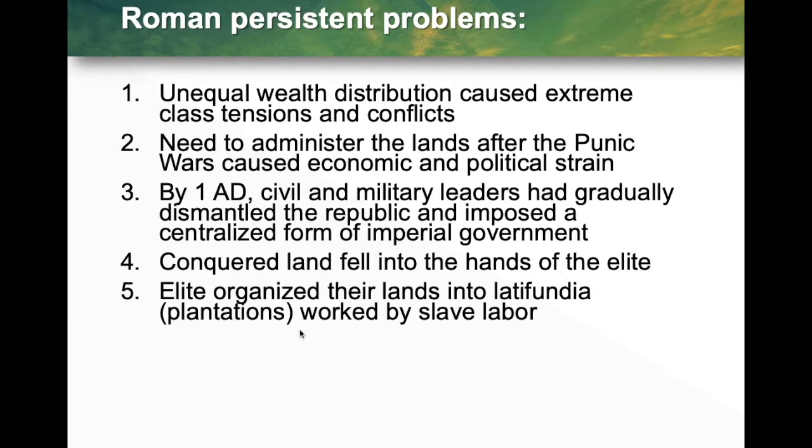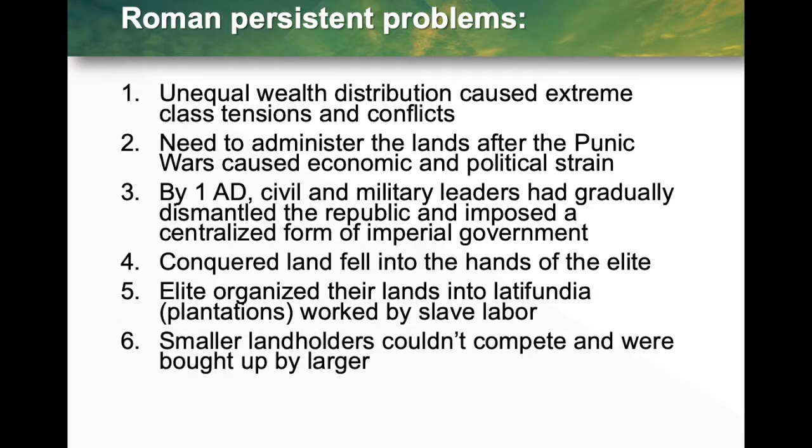And that means plantations, which was worked by slave labor. So you have the elite with lots of land and lots of slaves, which means they can produce a lot of grain or whatever their plantation is producing. They could produce this very cheaply, but you also had smaller landholders around who couldn't produce as much, and so their cost was a lot higher.